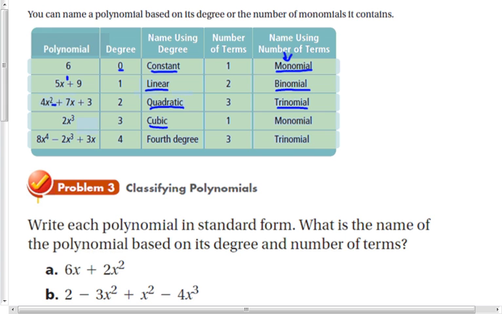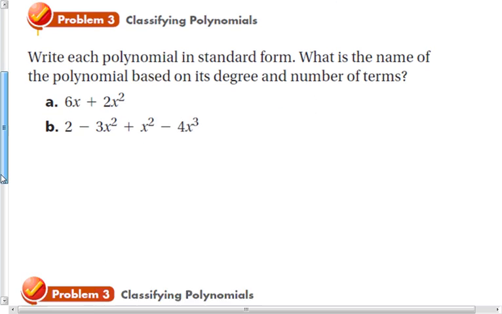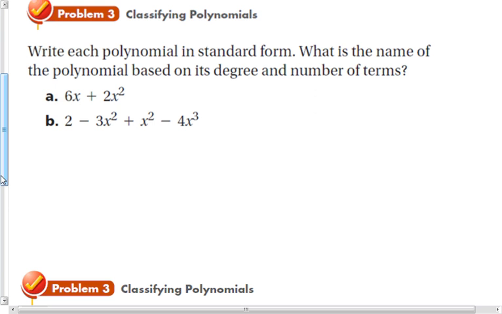And since this one only has 1 term, it's a monomial. This last one has 3 terms, so it's a trinomial. And the highest term is 4th degree, so we call it a 4th degree polynomial. All right, go ahead and think about that, and we'll try and name these.